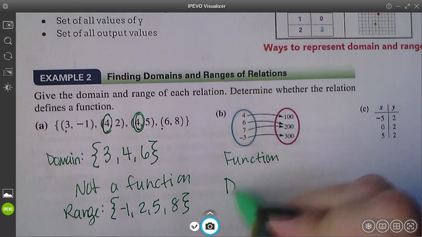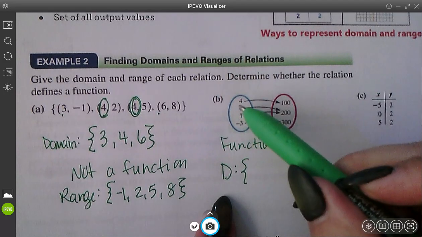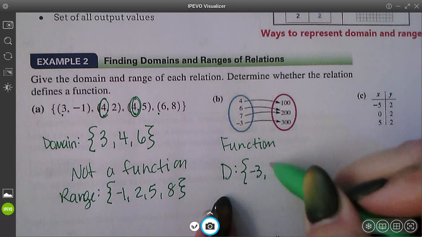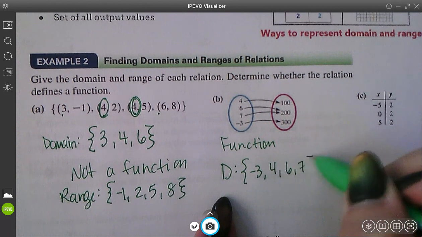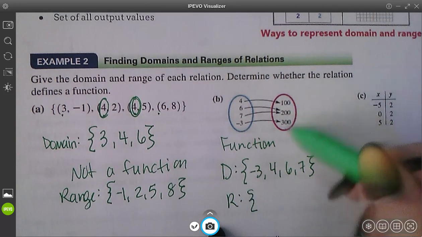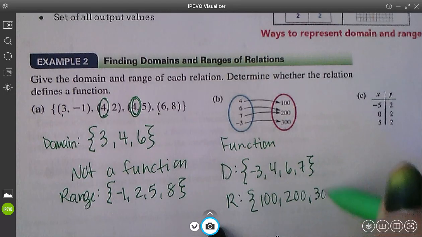The domain, I'm just going to use the letter D for domain. The domain is all the x values. In order would be -3, 4, 6, and 7. The range is all the y values. In order, that will be 100, 200, 300.